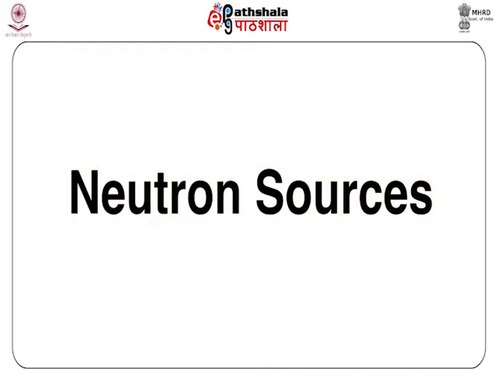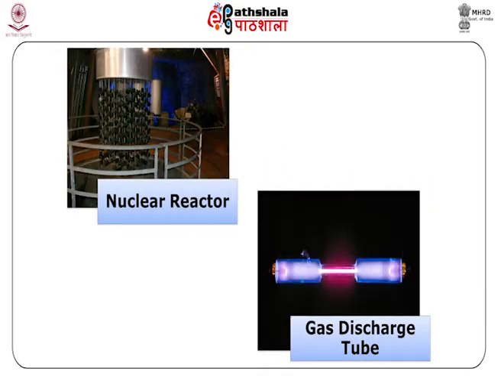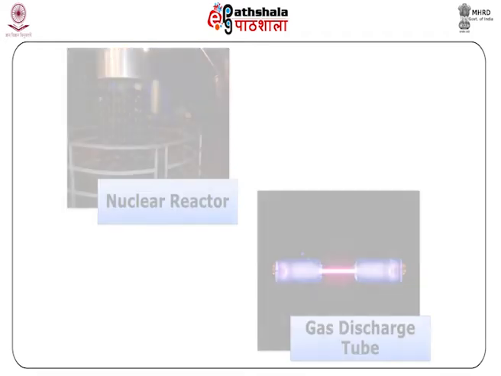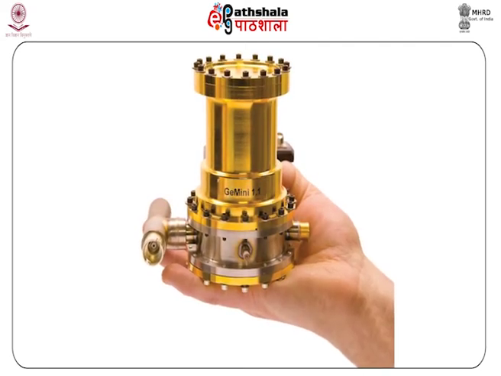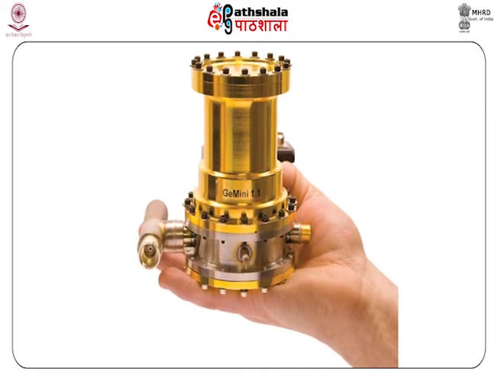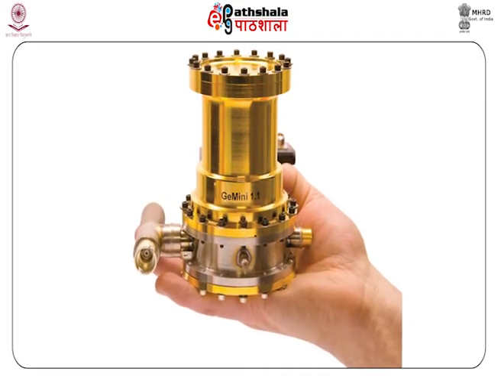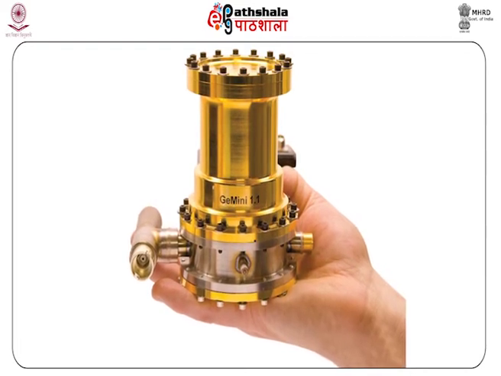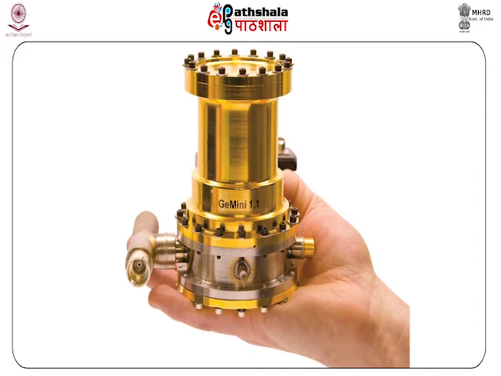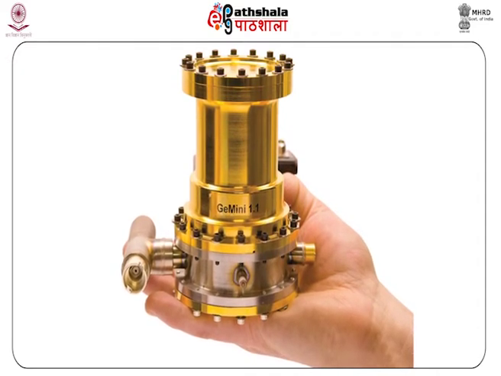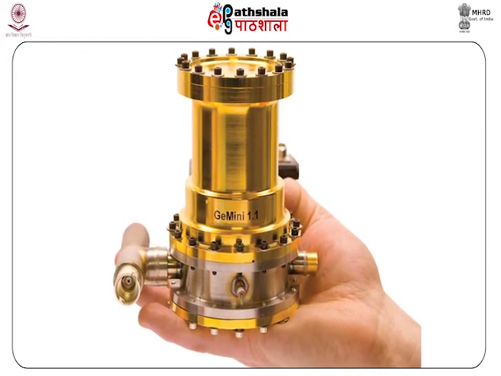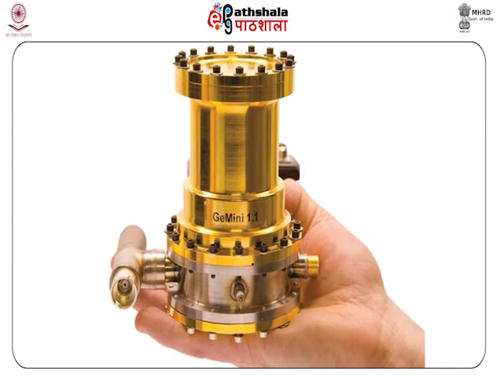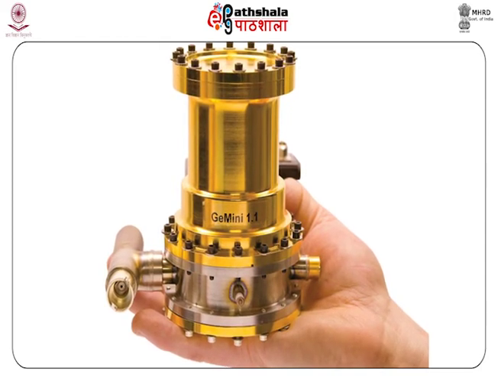Next are the neutron sources: a nuclear reactor, and a DT fusion reaction in a gas discharge tube. Now, moving on to detectors. Various detectors are used in neutron activation analysis. Most are designed to detect the emitted gamma radiation. Various types of gamma detectors used in this analysis are the gas ionization type, scintillation type, and the semiconductor type. Of these, the scintillation and semiconductor types are the most widely employed.